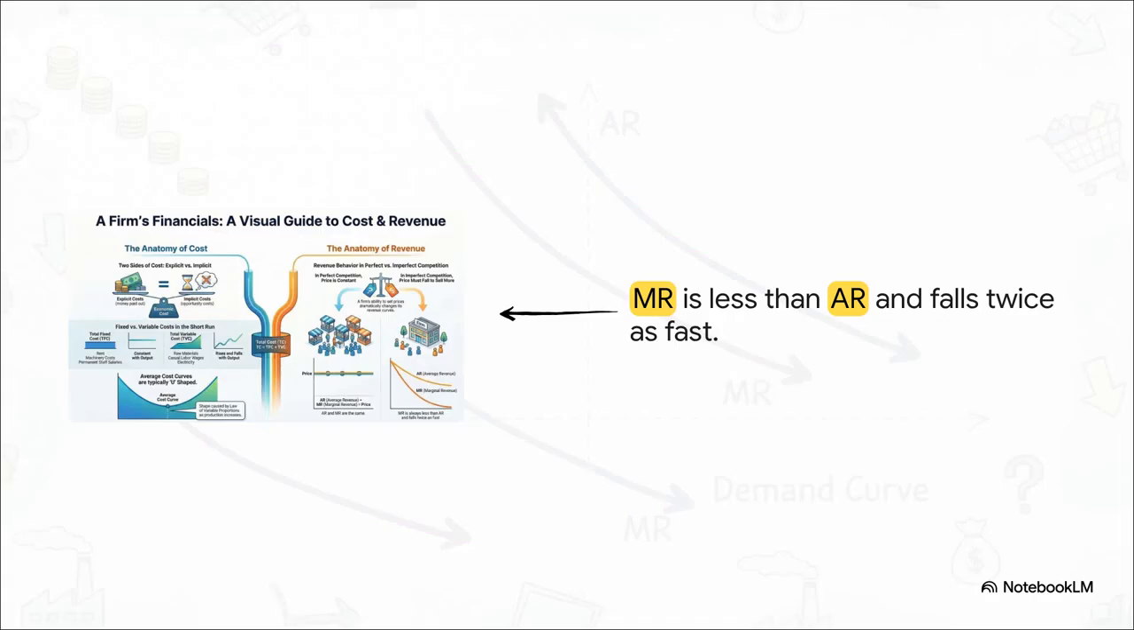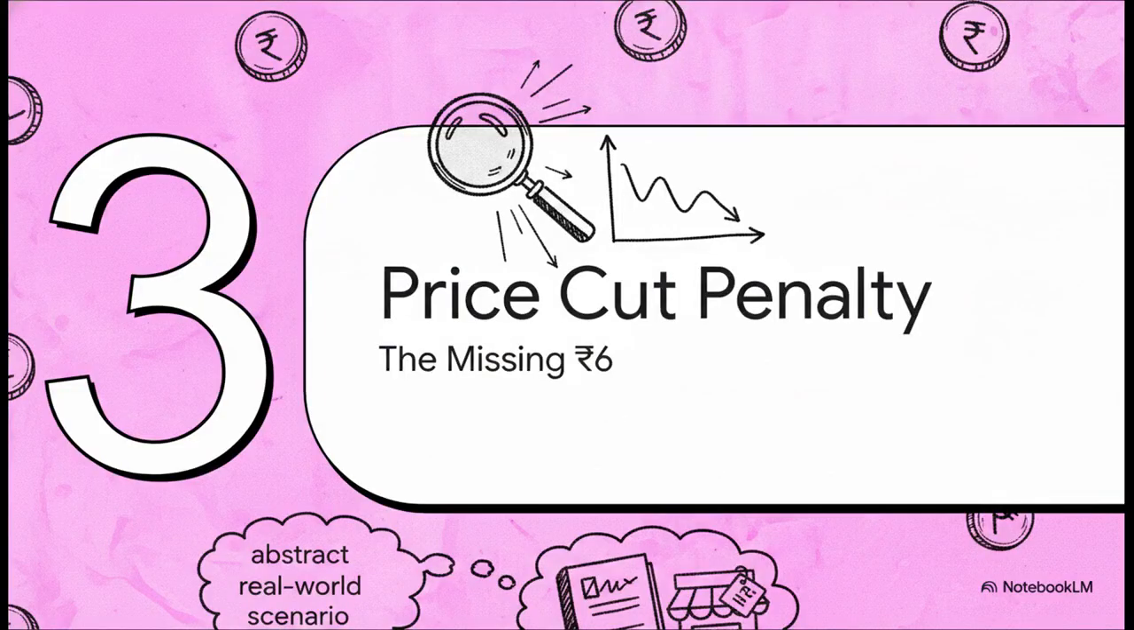When you plot this out, it creates a pretty dramatic split. Because of this exact math phenomenon, where your MR is 8 but your AR is 14, that marginal revenue curve just plummets. It drops aggressively below the average revenue curve. In fact, with linear demand, it falls exactly twice as fast. Pretty wild, right? Let's solve this mystery. Section 3, the price cut penalty, and the case of the missing 6 rupees.